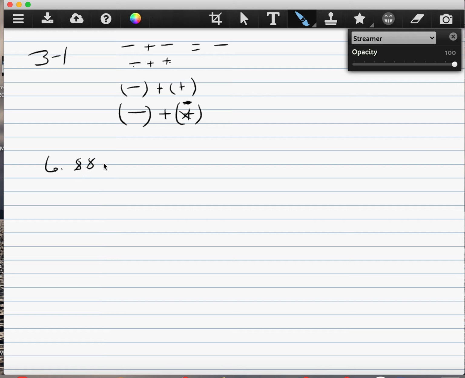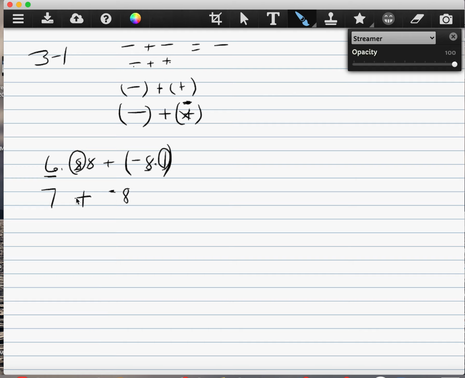6.88 and I'm adding a negative 8.1, the first thing I have to do is round 6.88 to the nearest whole number. Look at the number to the right. If it's 5 or greater, this goes up. So that goes to a 7, plus, look to the right. If that's a 5 or greater, this goes up. If not, it stays the same, negative 8.